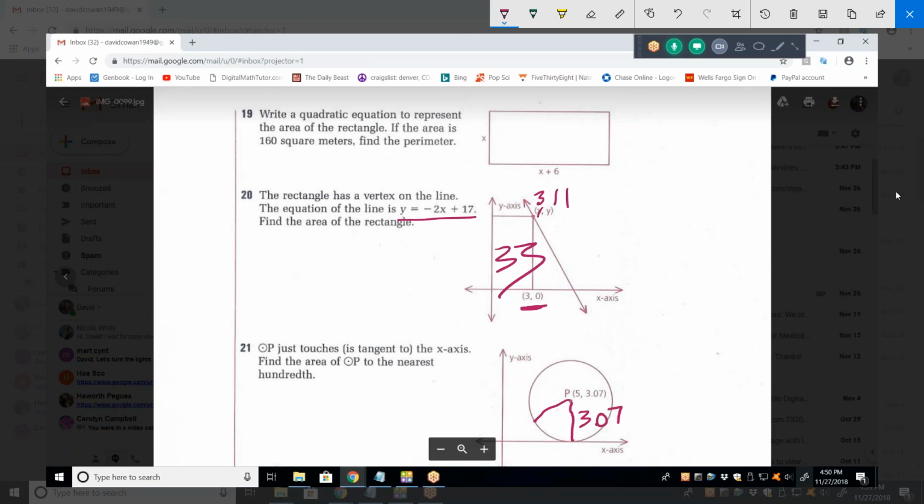3.07 divided by 2, right? And no, it's 3.07. In other words, the distance from there to there, that's 3.07. Oh, yeah, exactly one radius. It's not a diameter, it's a radius. So the area, what's the formula for area of a circle? Radius squared times pi. Okay.